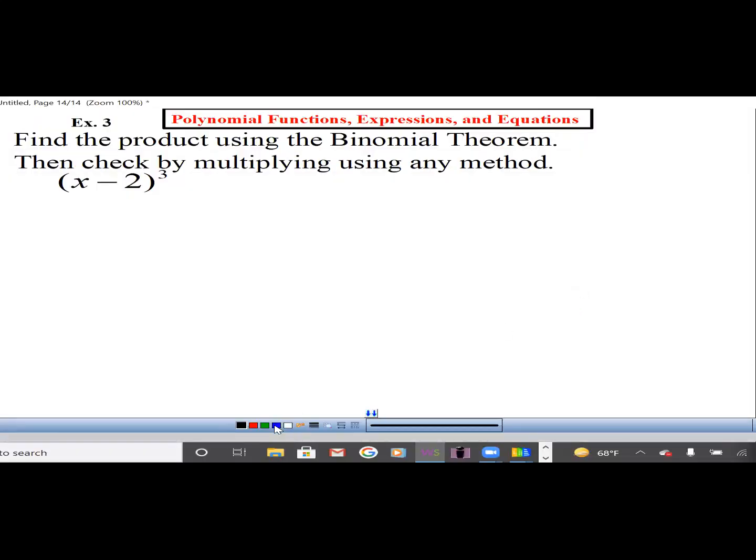So Ricardo, what row are we going to use? Third row. What are our coefficients?